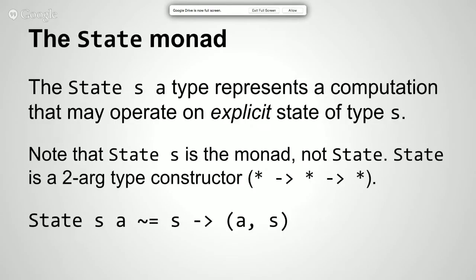So finally, I'm going to talk about the state monad. It has an explicit state, not side effects in your computer. It's really a wrapper, but I'm just going to treat it as what it's isomorphic to, which is a function that takes an S, that's your state type, and returns an A and a new S. And note that the monad is state S for some type S, not state itself, because state is a 2-argument type constructor.